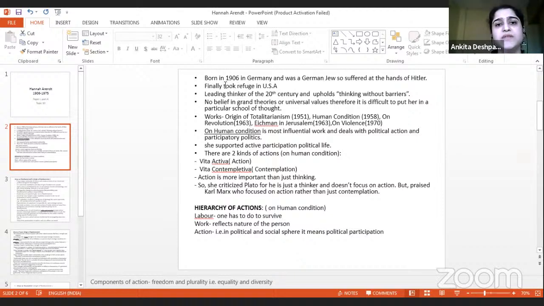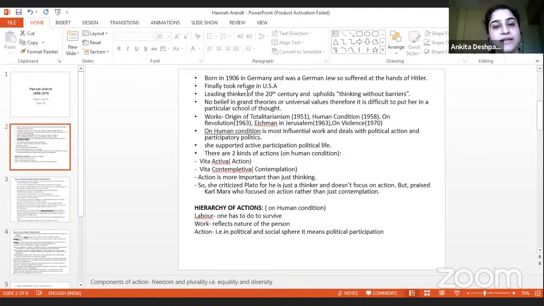So she was a German Jew and finally took refuge in US because all of us know the anti-Semitism, anti-Jew sentiment prevalent in Germany. All right, the Holocaust and the mass killing, genocide of the Jews. That's the reason why she took refuge in United States of America. Okay, because she was a Jew. She was a leading thinker of the 20th century and amongst our thinkers, first female thinker that we are going to be studying in your political science because all of them are males. Only Hannah Arendt is a female thinker that we are studying in your political science syllabus.